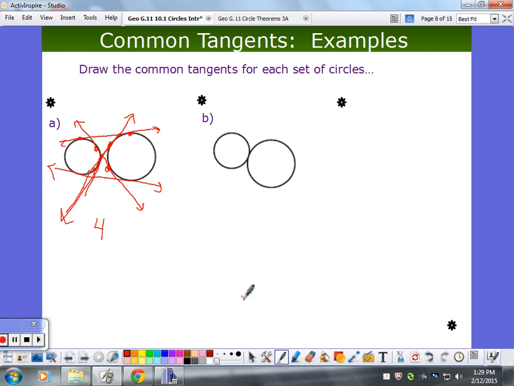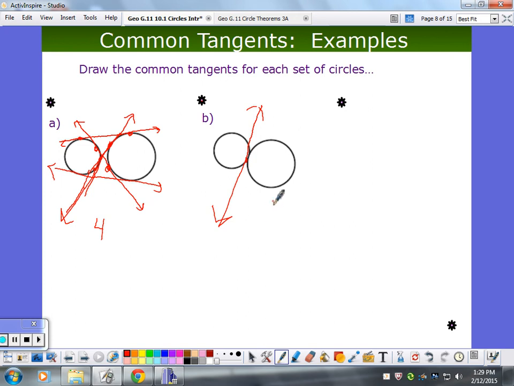Just like we did here. I want one line that's going to touch the 2 circles on the edge, right? They don't want to intersect at more than 1 point. Right in the middle, like this? Yeah, assuming they're touching at one point, I can draw that line right down there. There's one. Where else? Is there anywhere else?